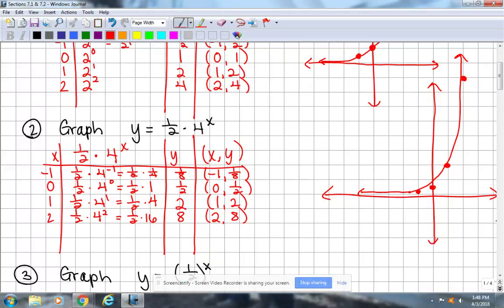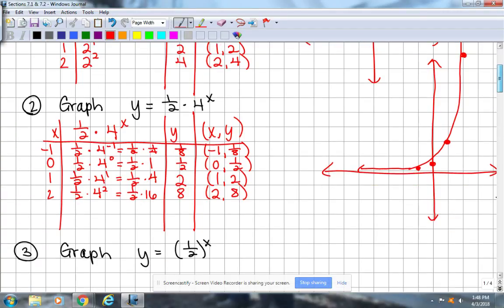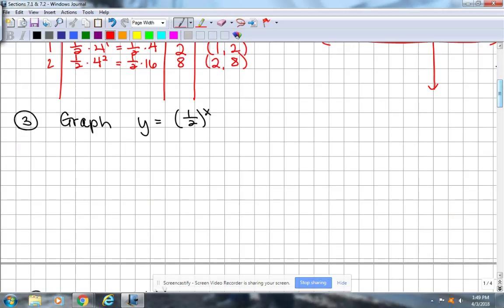All right, this is also an exponential growth. If the number you're raising to an exponent is bigger than 1, it's an exponential growth model. I said that because the next problem, we have a number smaller than 1 to the x power, and that is called an exponential decay. So if the number we are raising to the x power is larger than 1, it's a growth. If it's less than 1, it's a decay.